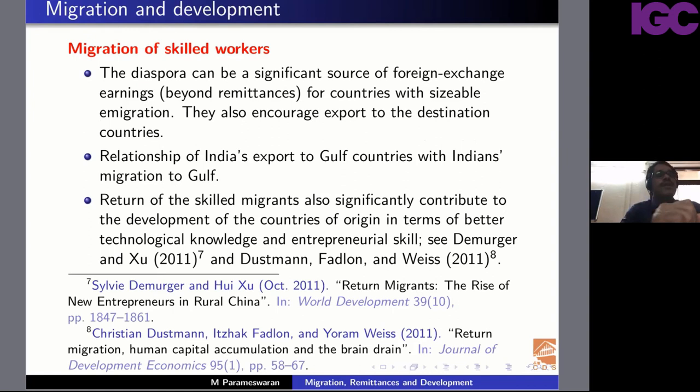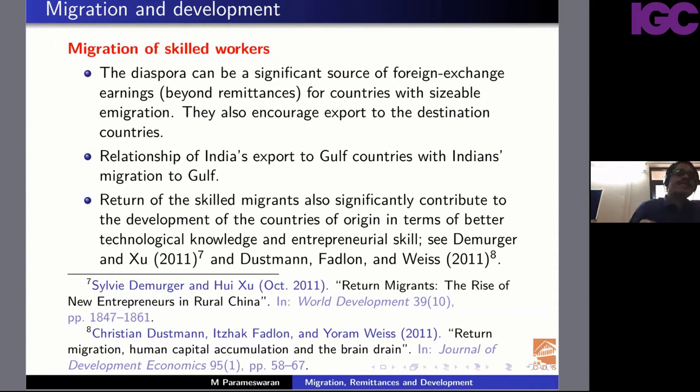Because diaspora contributes to the foreign exchange earnings, and apart from what is called trade, for example, there are some studies in the context of India: exports to the Gulf are largely driven by migration to the Gulf, because these migrants in the Gulf demand many things, and they prefer products from India, particularly food products. So that is one advantage of skilled migration. That is, it sometimes leads to more networking and thereby more export flows as well as technology flows.